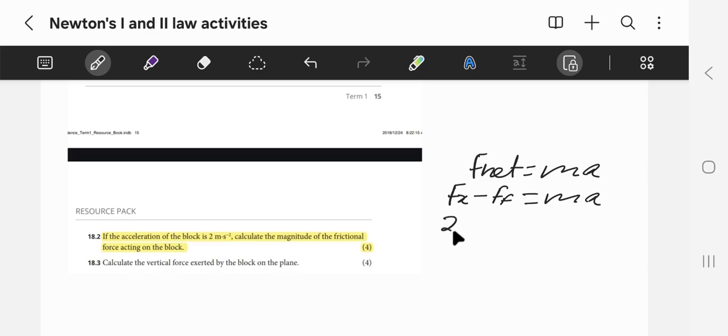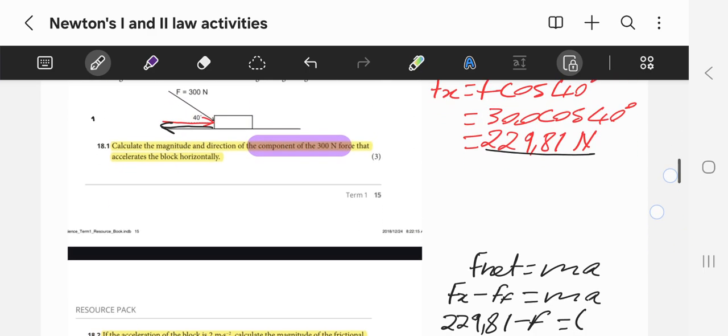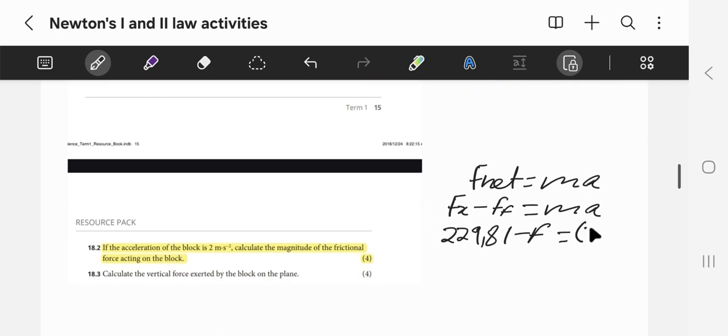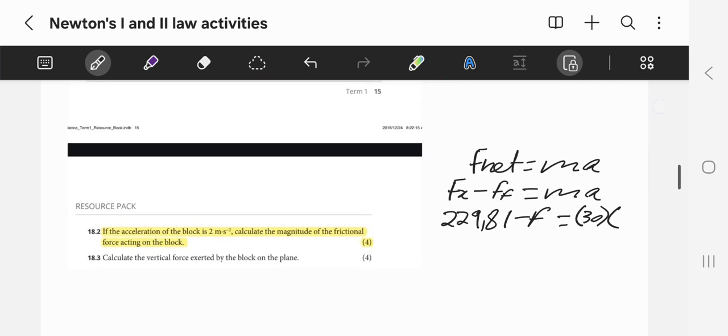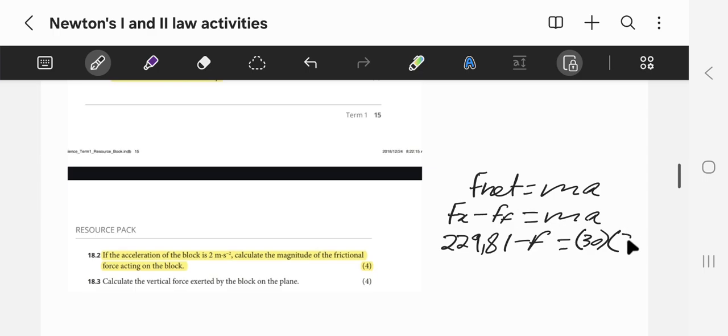And then our Fx is what? It's 229.81 minus the force of friction. We do not know it. Is equal to, what is our M for this block? I forgot it. It's 30. So the block has a mass of 30, and our acceleration is what? According to this, our acceleration is 2. So what we'll have is negative F, small f, is equal to this value here, 60.